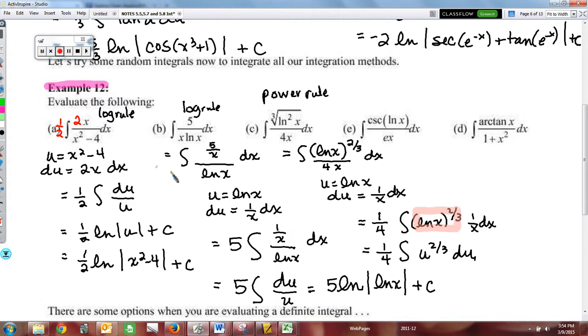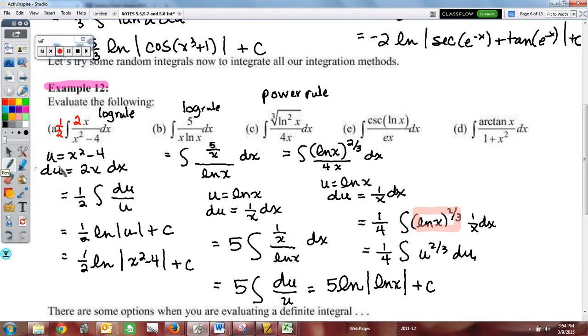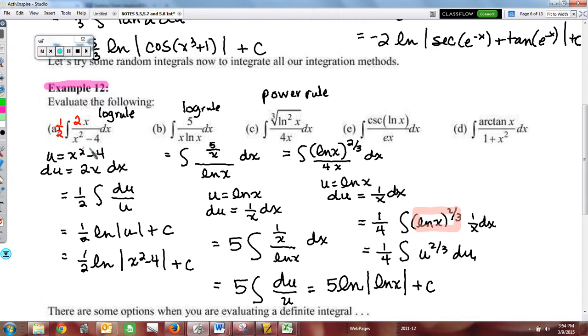So in both of these cases, you were trying to look for targeting where the u was going to be the denominator to get it in the log rule form. And I let u equal the denominator. I did a little playing around with it to move the x up, but I made u the denominator and I got it into the log rule form.